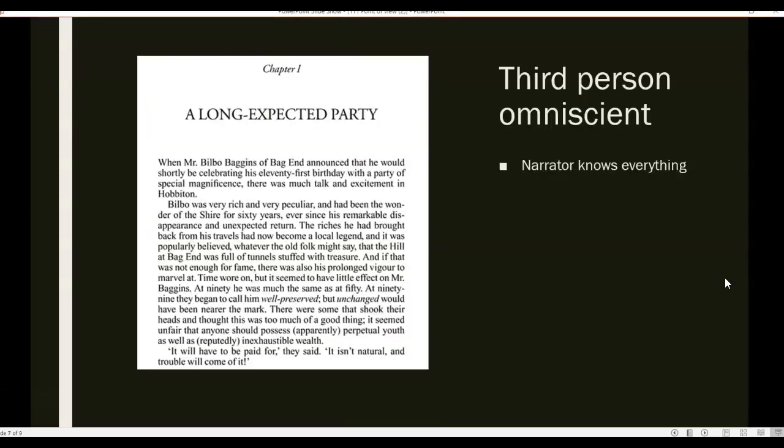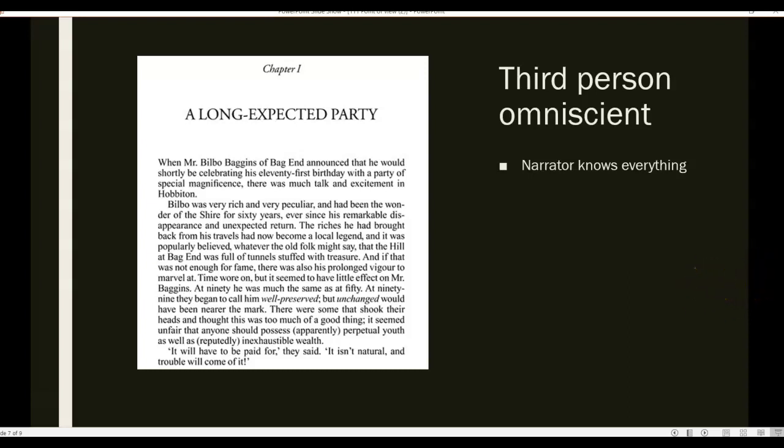A third person omniscient is where the narrator knows everything. And we see this in examples with J.R.R. Tolkien and The Hobbit, where it's someone who knows the whole story, who is looking back and telling you what happened. They're not involved in the story, but they are withdrawn from outside and they are all-knowing, which is why we use that word omniscient.